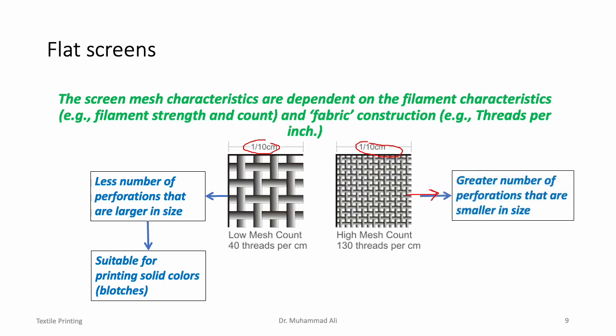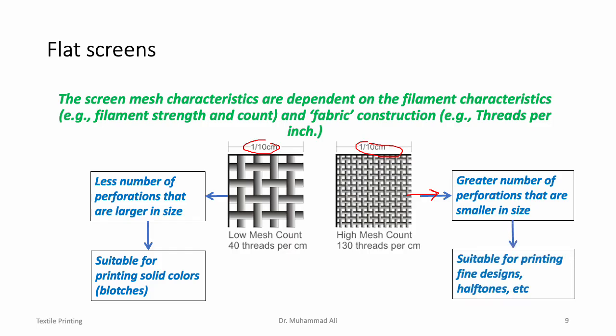In contrast, in the mesh on the right hand side, in a given area of the fabric, there are a greater number of perforations. However, each perforation is smaller in size. So this sort of mesh is suitable for printing of fine lines or halftones. At present, you can understand halftones as shades.